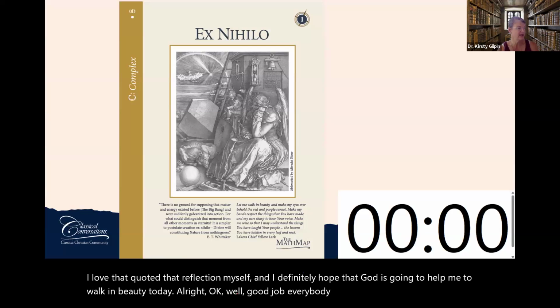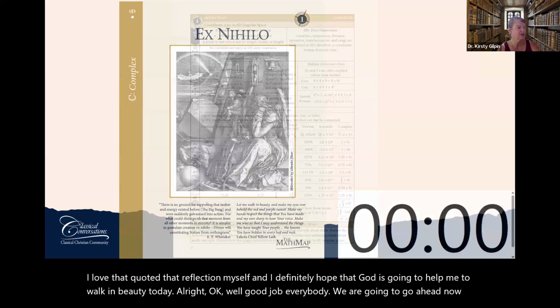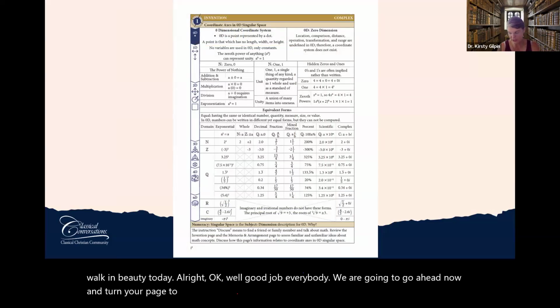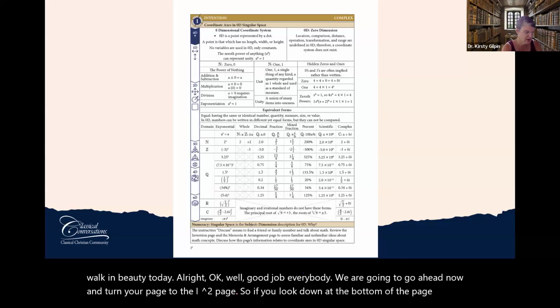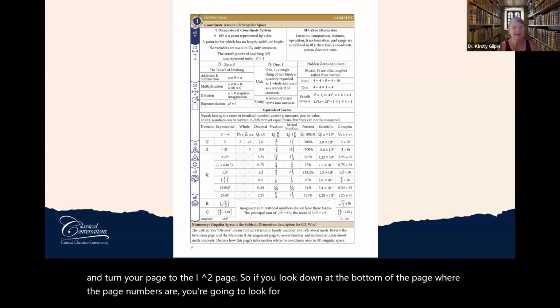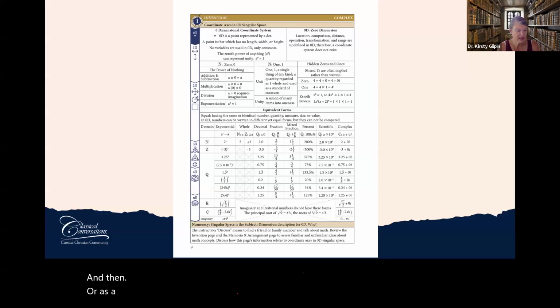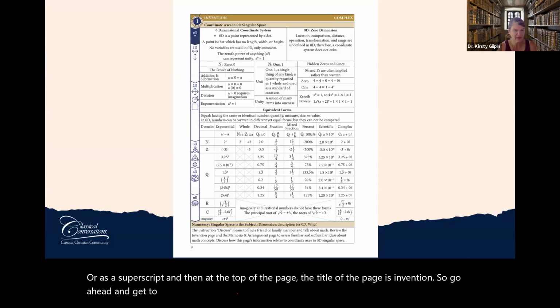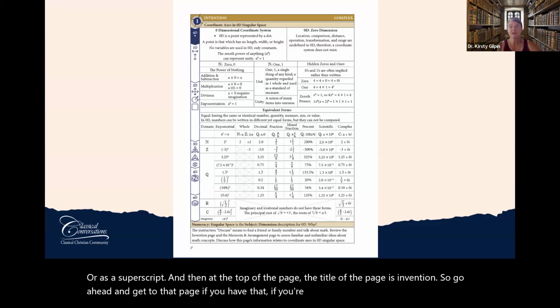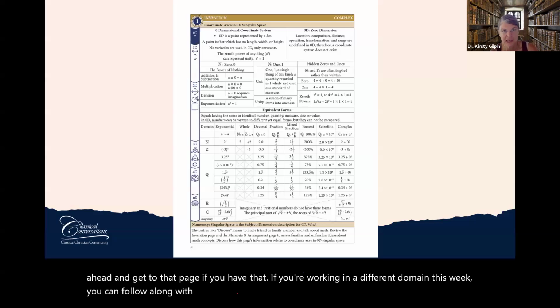We are going to go ahead now and turn your page to the I squared page. So if you look down at the bottom of the page where the page numbers are, you're going to look for the number that has an I with a 2 next to it, as a superscript. And at the top of the page, the title of the page is invention. So go ahead and get to that page if you have that. If you're working in a different domain this week, you can follow along with the image that's on the screen.